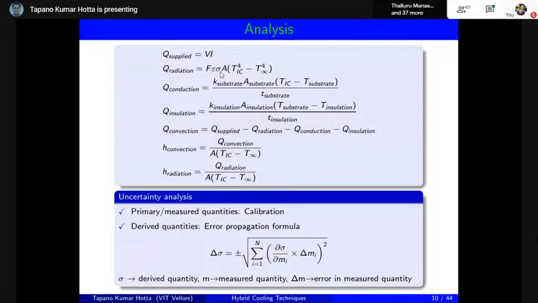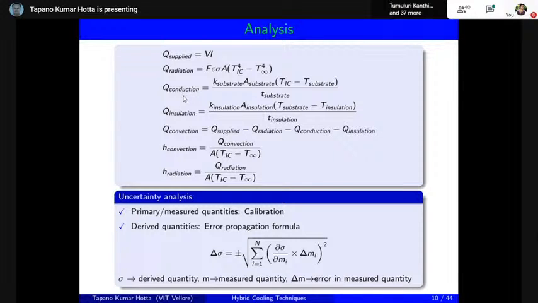Epsilon is emissivity, sigma is the Stefan-Boltzmann constant, A times temperature of the IC to the power 4 minus ambient temperature to the power 4, and this A is basically the frontal area of the chip from which the heat is going to be lost in the form of what? No, radiation. Similarly, you need to calculate the conduction heat loss from the chip to the board.